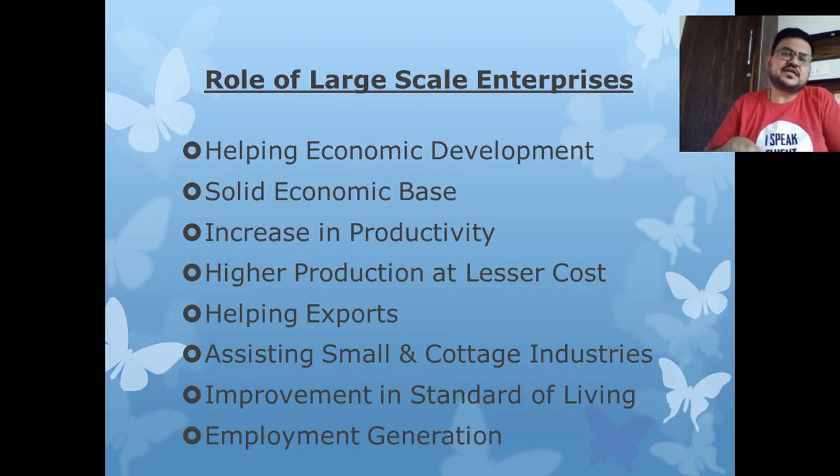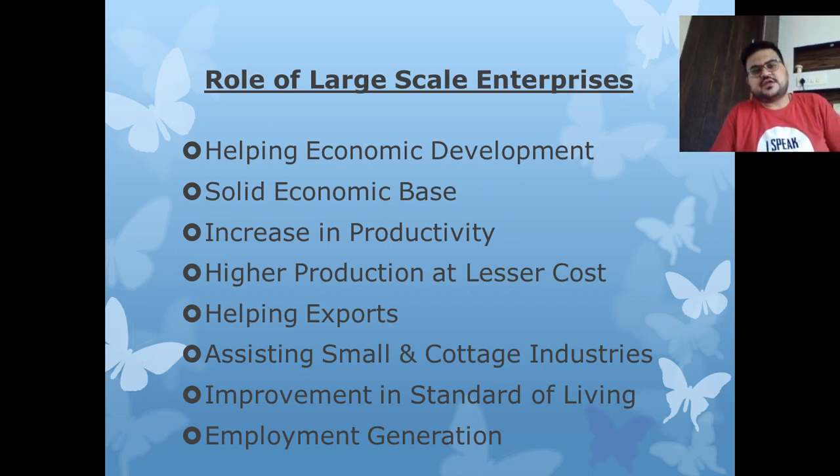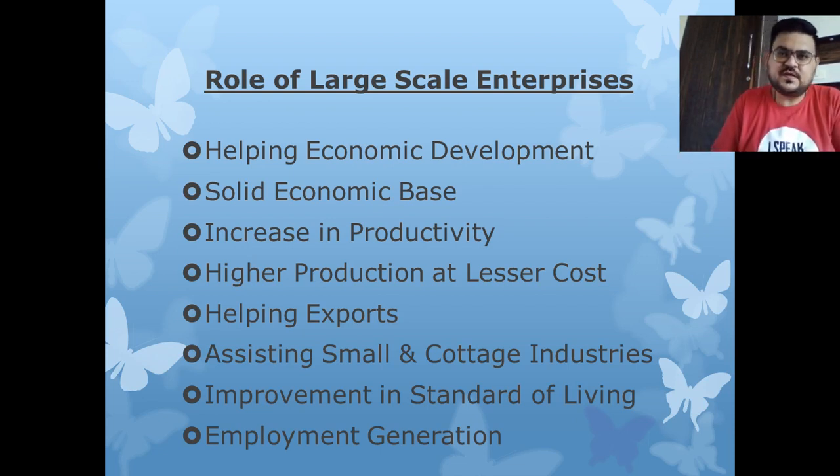What is the role of large scale enterprises? They develop the economy overall. So they are big companies of our country, solid economic base, lot of money. They produce a lot of things, so there is an increase in productivity. They produce at a big rate and at a very low cost. They help exports, so anything that is getting exported, they contribute in that. They help small and cottage industries. With the help of large scale enterprises, there is an improvement in the standard of living, and they generate a lot of employment, they give a lot of jobs.